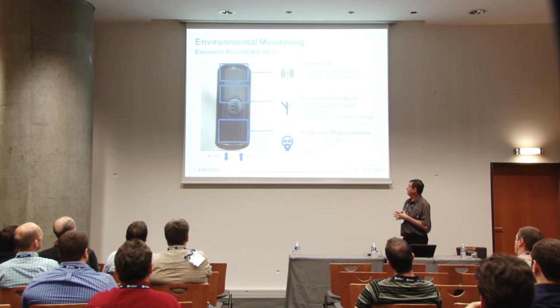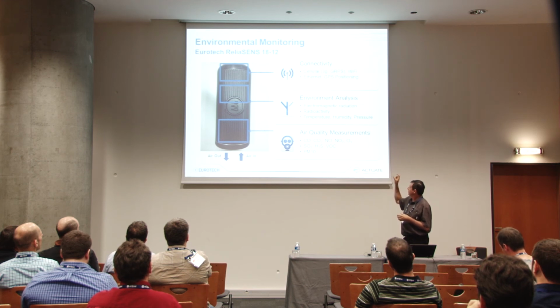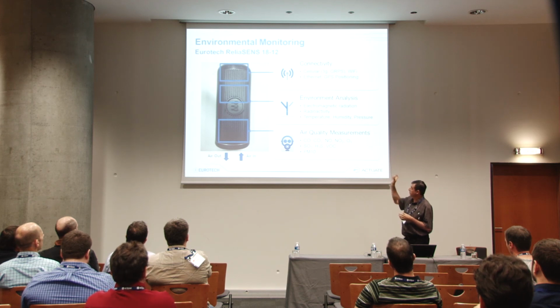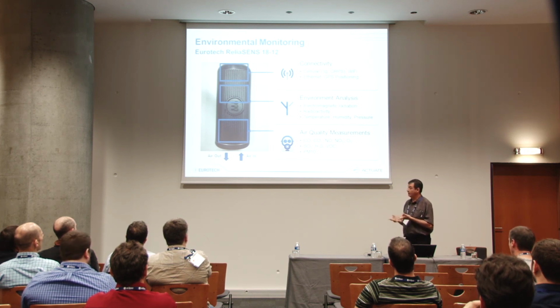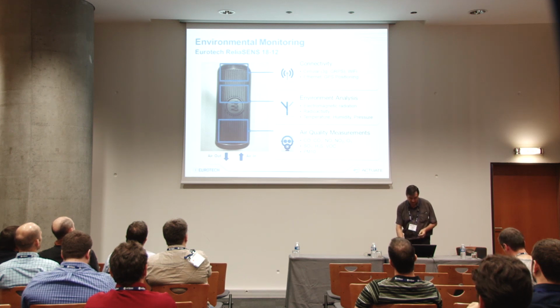For environmental monitoring, we have a three-part sensor. One is for air quality, the other one is for electromagnetic, and the connectivity is at the top. All these sensors are sending data through whatever they can find: 3G, Wi-Fi, Ethernet, GPRS. So this is the basic communication of this whole system.